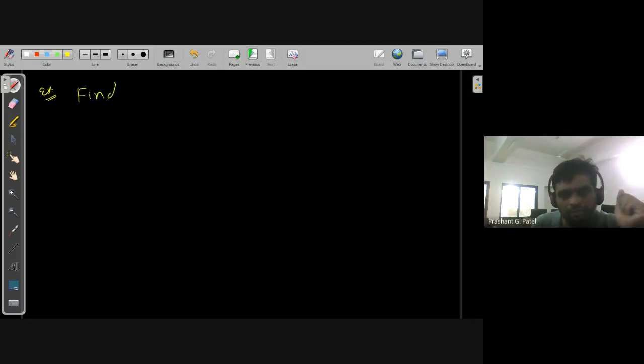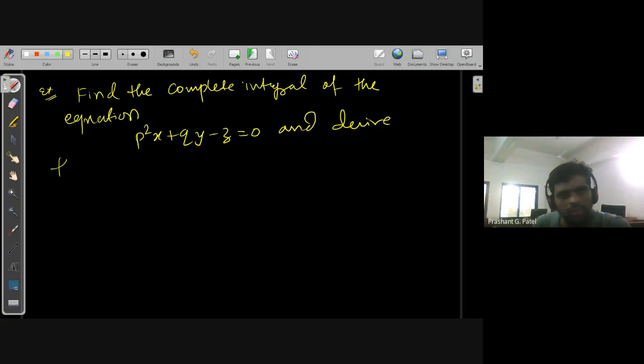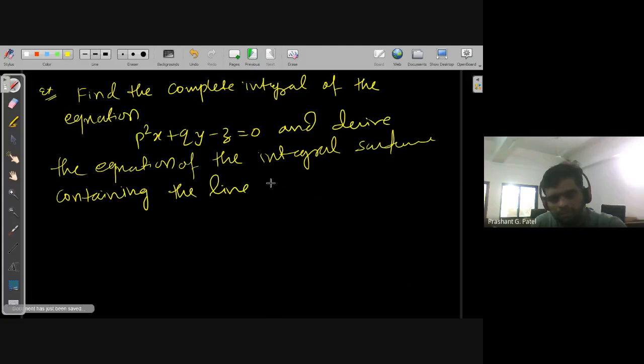So the question is, find the complete integral of the equation p square x plus qy minus z is equal to 0 and derive the equation of the integral surface containing the line y equal to 1, x plus z equal to 0. So here why is it a line?